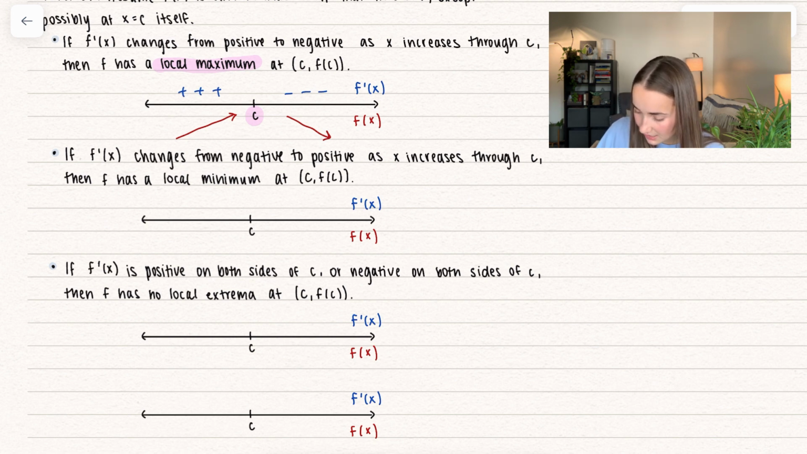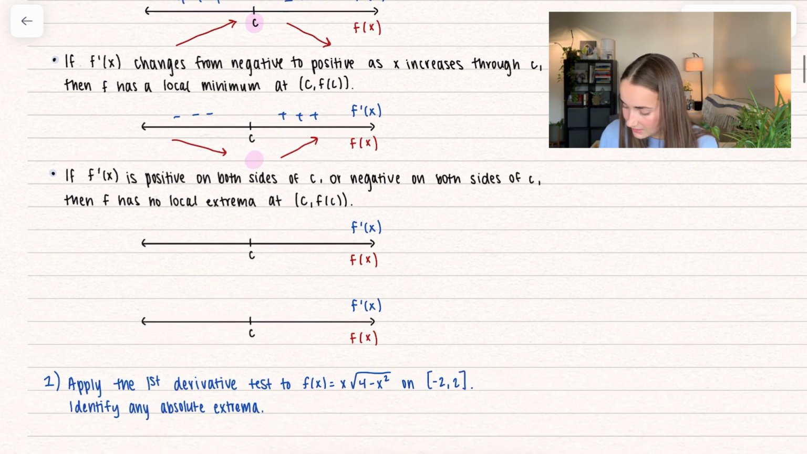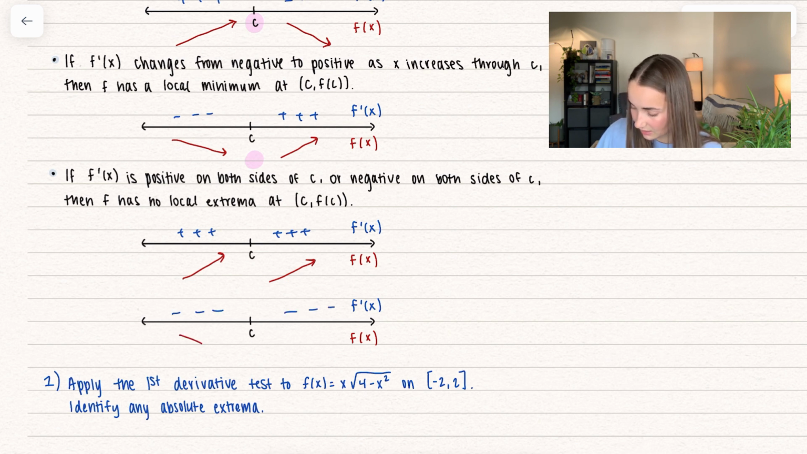So if we change from negative to positive, that means our function goes from decreasing to increasing, and now it looks like we have a little minimum, right? And so we can see that dip in the function. So now this is the special case that we had. If f prime x is positive on both sides of c, so something like this, we have positive values, which means on either side of c that it's increasing, or it could be negative on both sides of c, so we have negative, negative, our function is decreasing on either side. Then there is no local extrema there, so we don't need to worry about it.